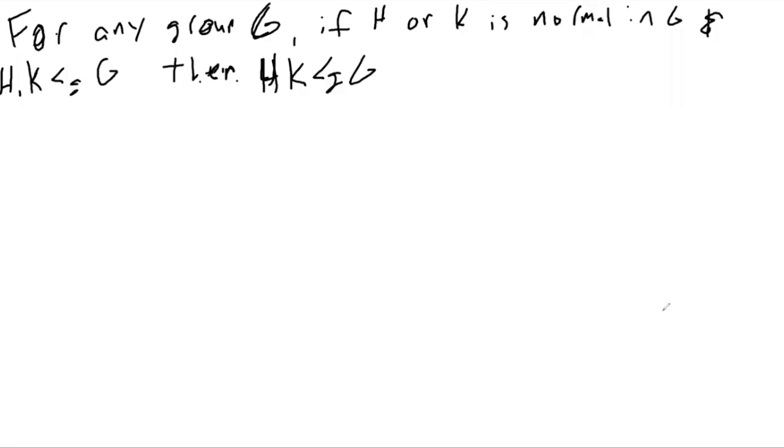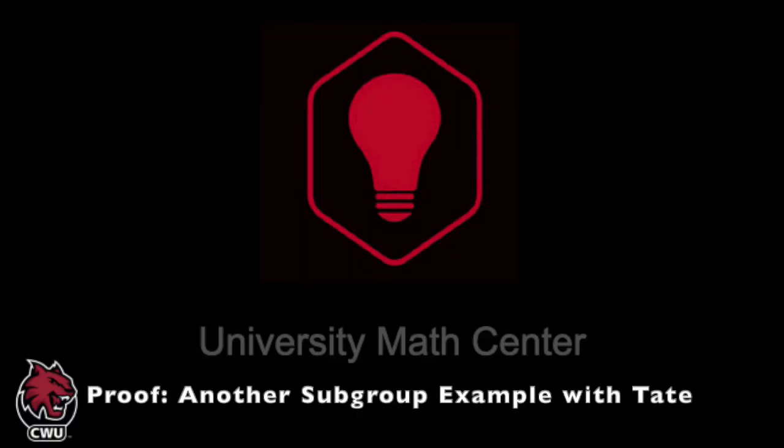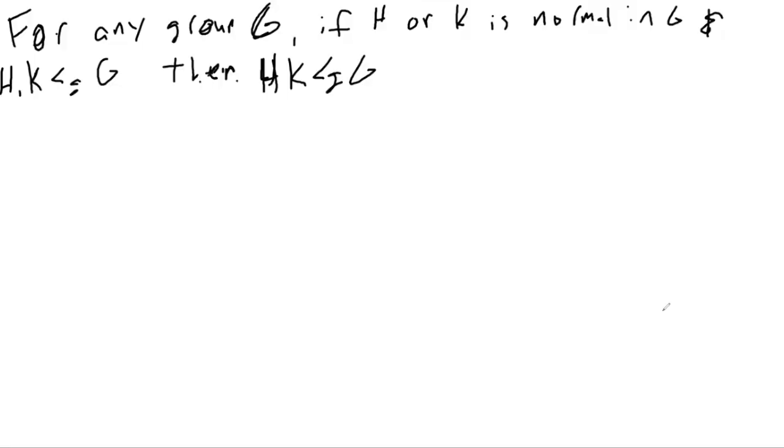Okay, in this video, I'll be proving that for any group G, if H or K is normal in G, and H and K are both subgroups of G, then HK is a subgroup of G as well. For this proof, you can start by choosing either H or K to be normal in G. It doesn't really matter. The proof is the same either way. It's just up to you, really.